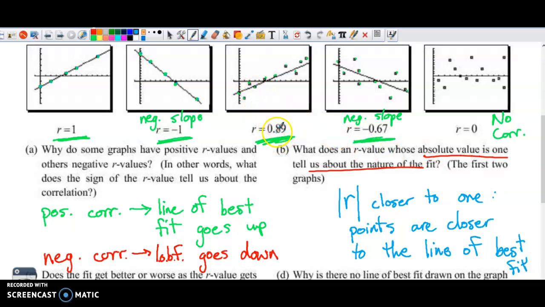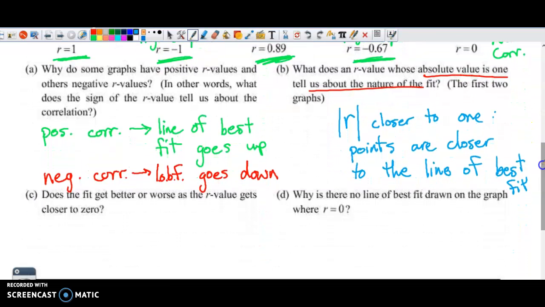Even if you notice this one, that's 0.89, it's not too far from the line of best fit. Whereas this one, we're starting to get further away from the line of best fit because 0.67 is further away from 1. And then there's really no correlation when R equals 0. Does the fit get worse or better? Just quickly I would say worse, because if we're going away from 1, so if we get closer to 0, it's going to get worse. And why is there no line of best fit when R equals 0? Because this means no correlation.